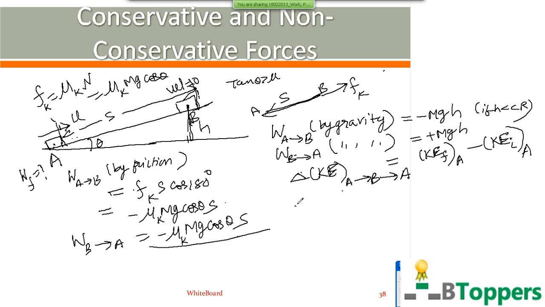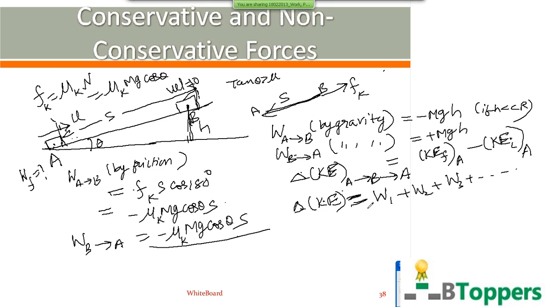According to the work energy theorem, the change in the kinetic energy of the body will be equal to the algebraic sum of work done by all the forces acting on the body. The work energy theorem is applicable for all types of examples, irrespective of whether the forces are conservative or non-conservative. That means the change in the kinetic energy of the body is equal to the total work done by all the forces, including conservative and non-conservative forces, acting on the body.